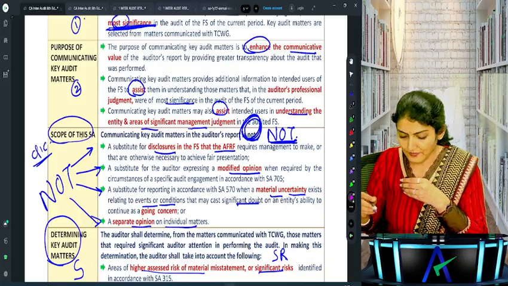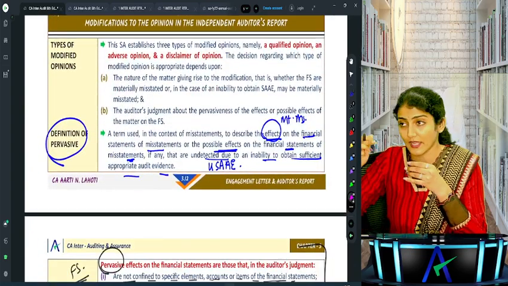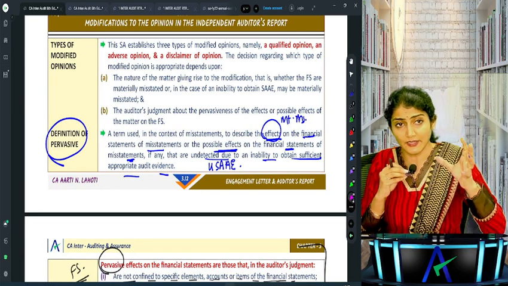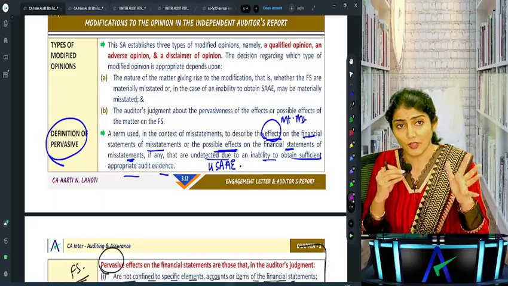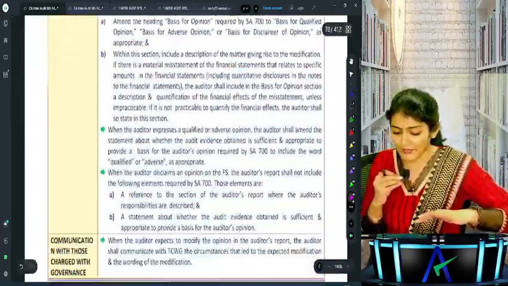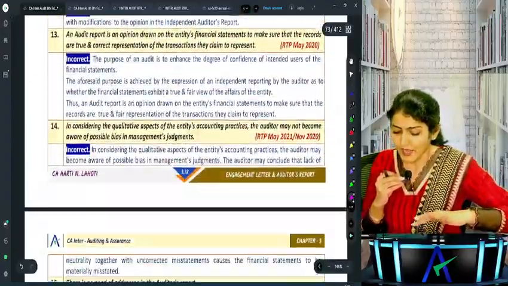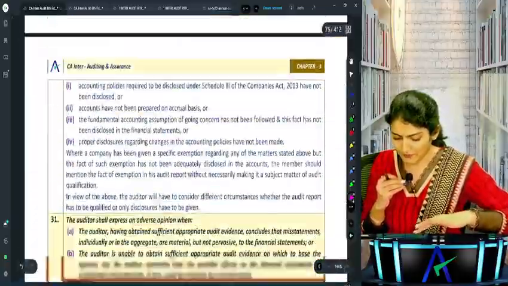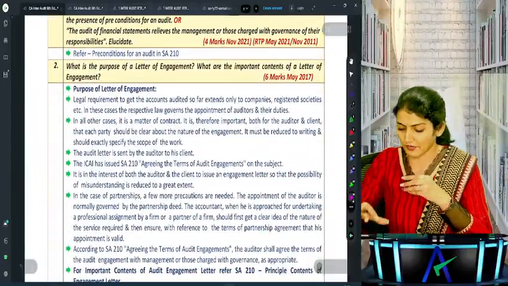What are the standards in the audit report series? SA 700, forming an opinion and reporting on financial statements. 701, communicating key audit matters in the independent auditor's report. 705, modifications to the opinion in the independent auditor's report. And then 706, which is emphasis of matter paragraph and other matter paragraph in the independent auditor's report.